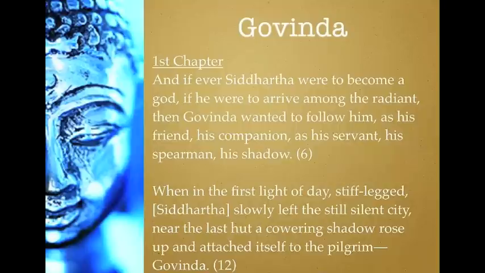"When in the first light of day, stiff-legged, Siddhartha slowly left the still silent city, near the last hut a cowering shadow rose up and attached itself to the pilgrim," and that would be Govinda. Okay, so once again, twice in that chapter, we have the idea of Govinda being a shadow, the spirit side of Siddhartha, which is appropriate that Govinda goes with because this is definitely moving into extremes of spirit. We're going to want our spirit with us.